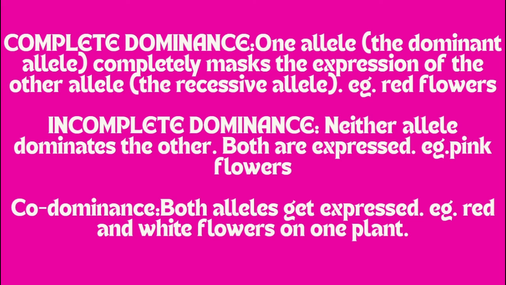For codominance now, both alleles get expressed. So for example, if a red parent and a white parent have offspring, and we realize that one plant has both yellow, white, and red flowers, right? That's codominance because all of them are expressed in that case.